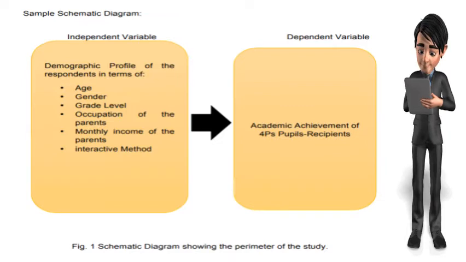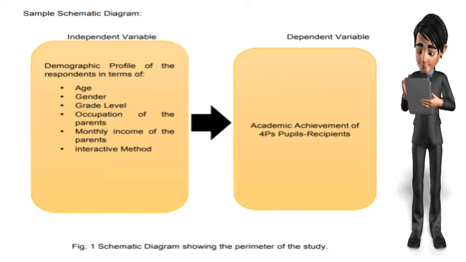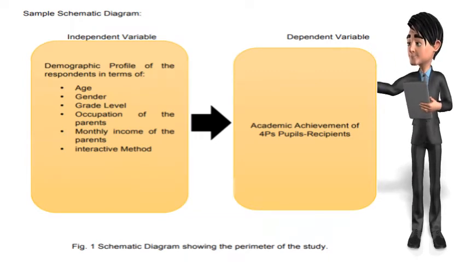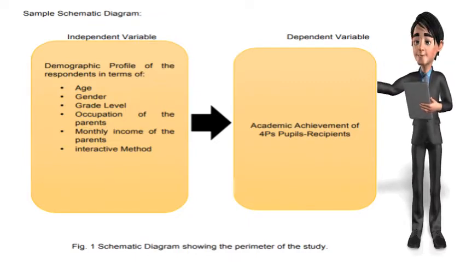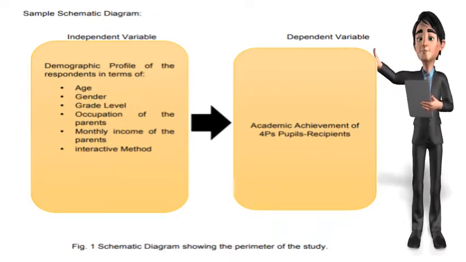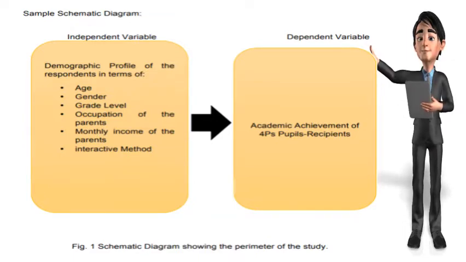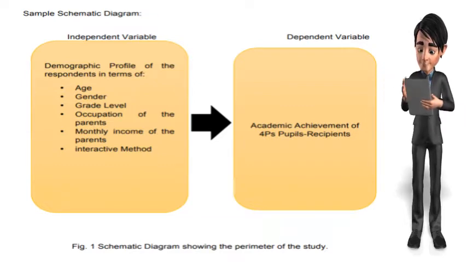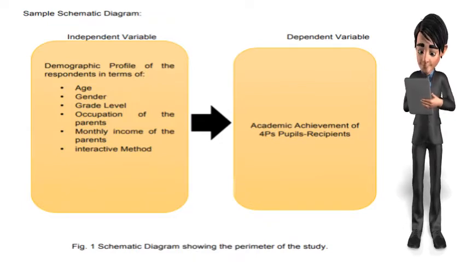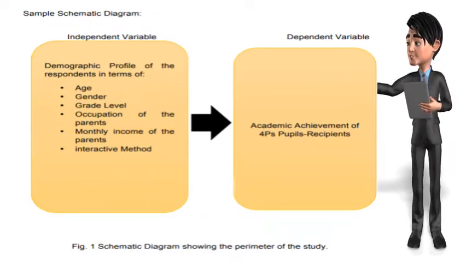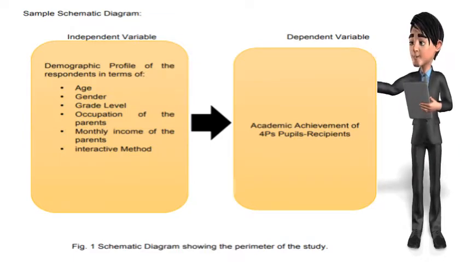So here is an example of a schematic diagram. It shows the independent variables and dependent variables. In your independent variables, the following should be found: the demographic profile of the respondents in terms of age, gender, grade level, occupation of the parents, monthly income of the parents, and interactive method. While the dependent variable should be the academic achievement of the pupil recipients. So that is the difference between independent variables and dependent variables.